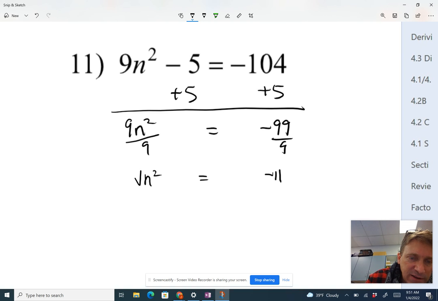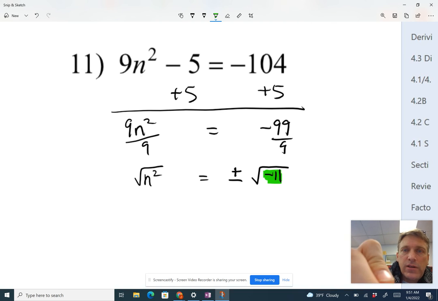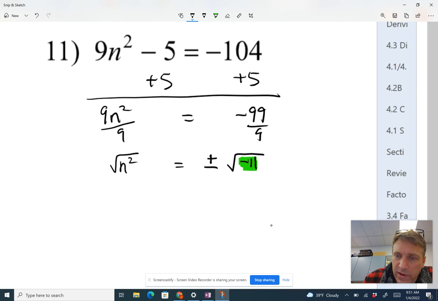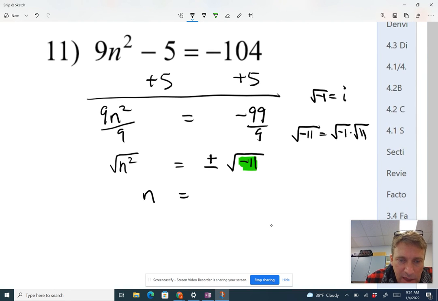Then I take the square root of both sides. Now, keeping in mind here that it's plus or minus, I have the square root of a negative number. When you have a negative under the square root sign, we have to think of this as negative 11. The square root of negative 11 is equal to the square root of negative 1 times the square root of 11. And the square root of negative 1 is defined as the imaginary unit i. And so n is equal to plus or minus i square root of 11.